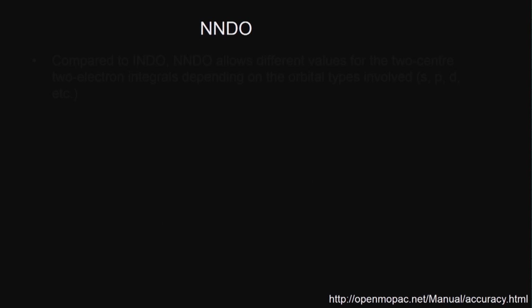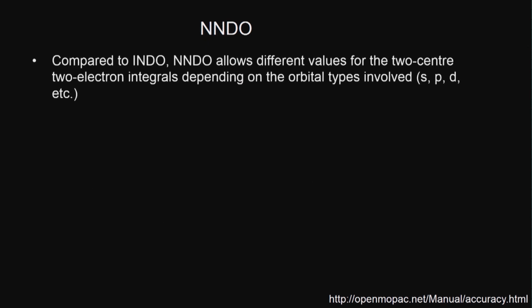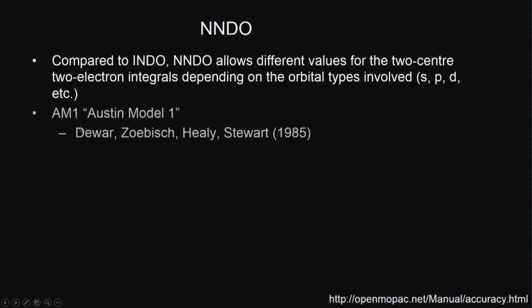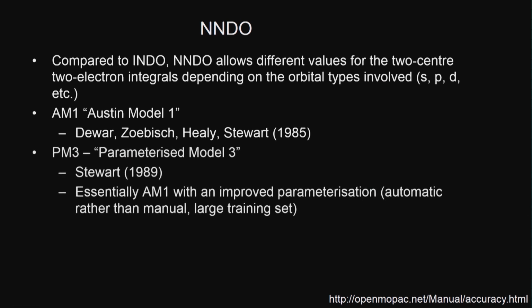Then comes NDDO. Compared to INDO, NDDO allows different values for the two centered 2 electron integrals depending upon the orbital type s, p, d, etc. You have AM1, Austin model 1, which was developed in 1985 by this group, and then we have PM3, a parameterized model, again by Stewart in 1989.